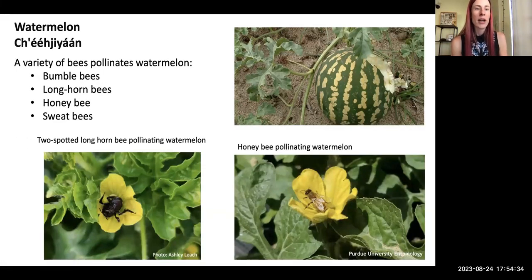Watermelon is pollinated by a variety of bees. So bumblebees, longhorn bees, honeybees, sweat bees. Here's an image of a two-spotted longhorn bee pollinating a watermelon flower. And then, yeah, honeybees also really like the flowers of watermelon. So lots of bees tend to visit watermelon flowers and pollinate them. And yes, watermelon doesn't always need pollinators, but cross-pollination can help produce more fruit and that sort of thing.